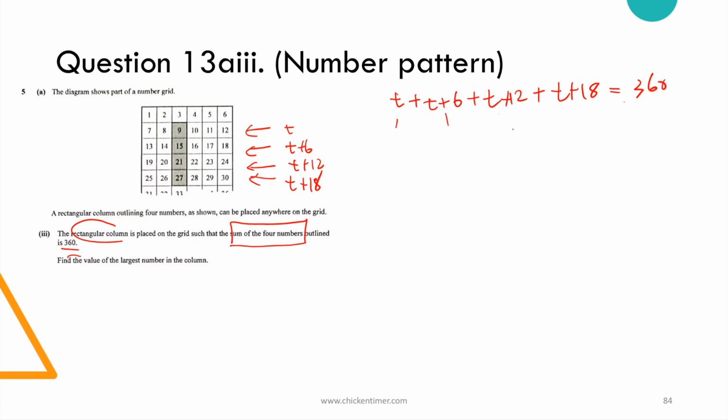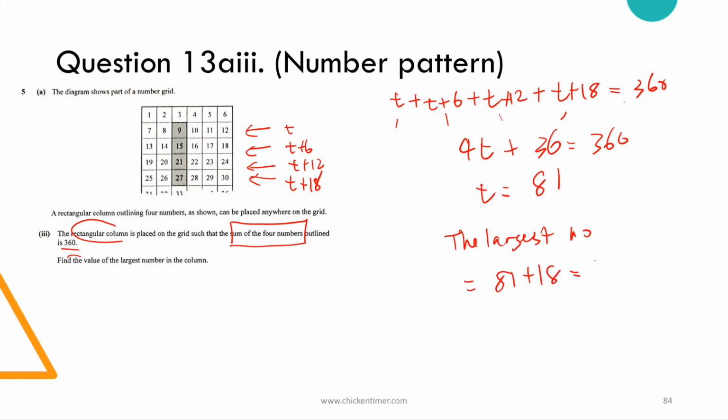It's 1, 2, 3, 4, so 4t plus 6 plus 12 plus 18, which is 36, equals 360. So t will be 360 minus 36 divided by 4. t is 81. So the largest number is 81 plus 18, which is 99.